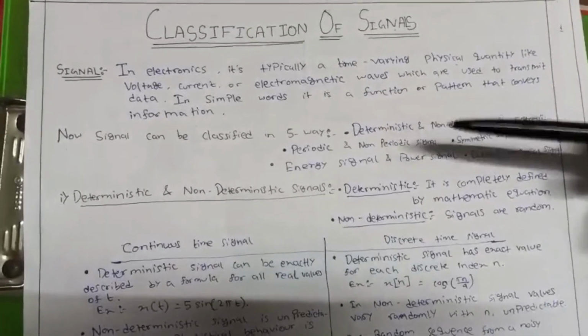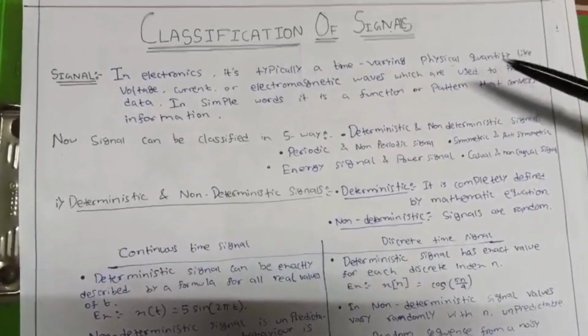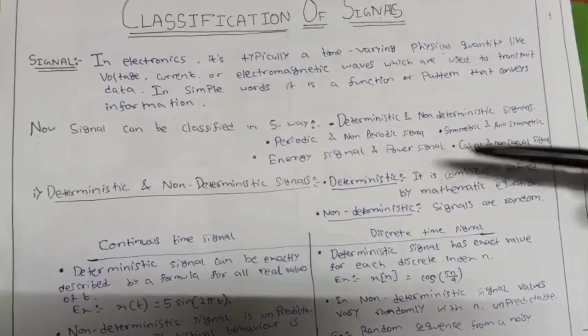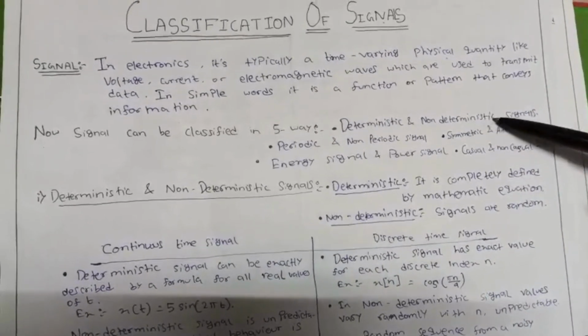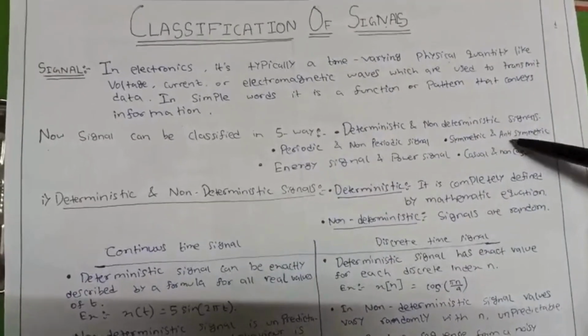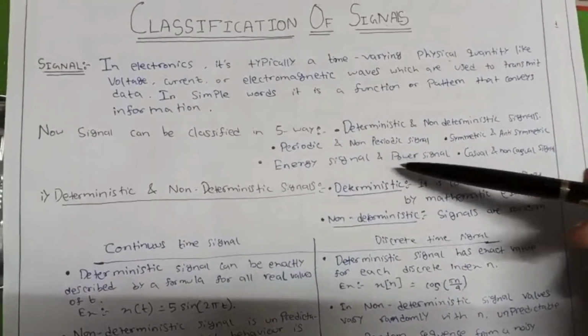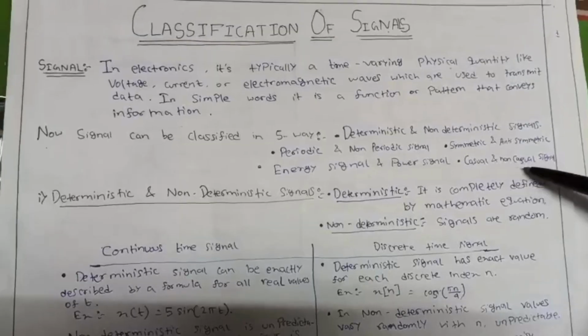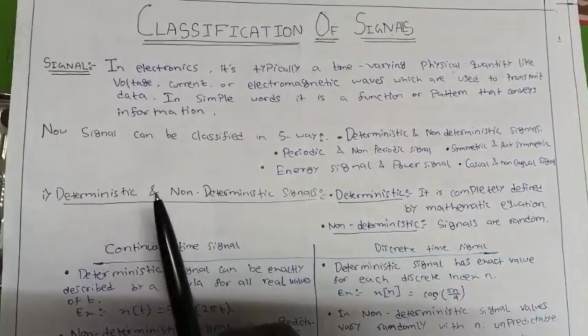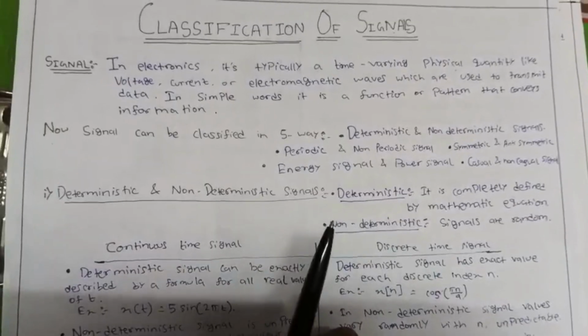Now, signals can be classified in various different ways, but today we will be studying only five ways, that is deterministic and non-deterministic signals, periodic and non-periodic signals, symmetric and anti-symmetric signals, energy signal and power signal, causal and non-causal signal. First, that is deterministic and non-deterministic signal.